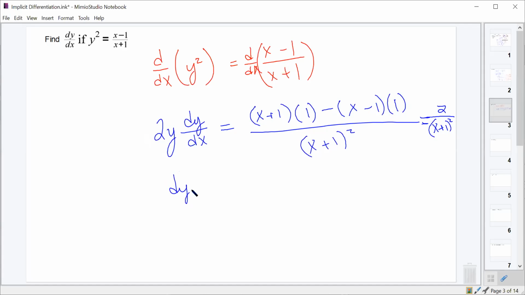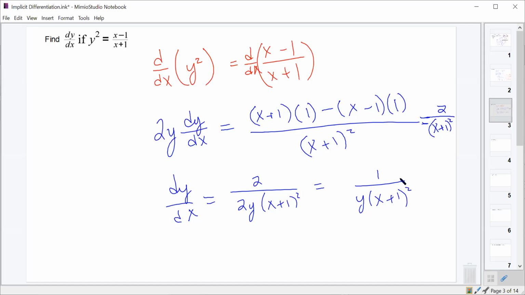And if we want to solve for dy dx, we need to divide by that 2y. And we end up with a derivative that is 1 over y times x plus 1 squared. Good or no? Good. Great. What if we wanted to find a tangent line at some point? Then we would plug in the point. Just plug in that point.